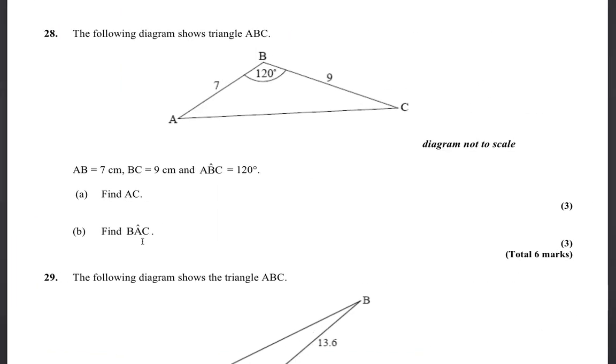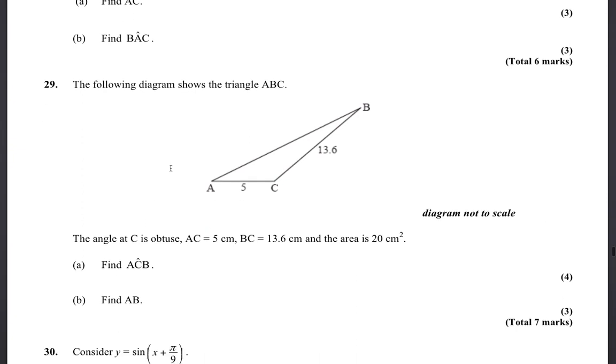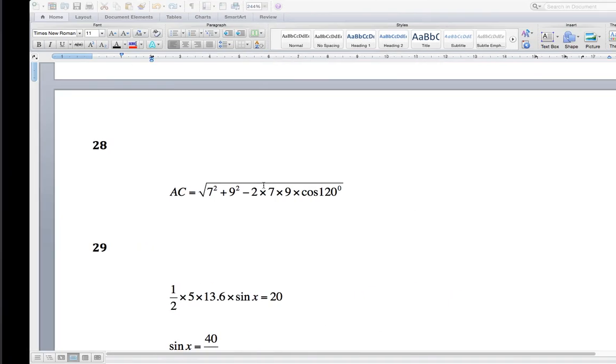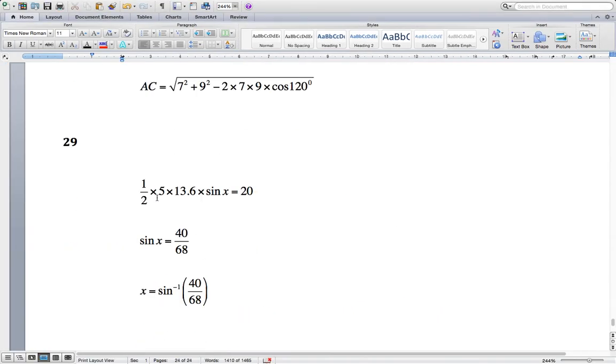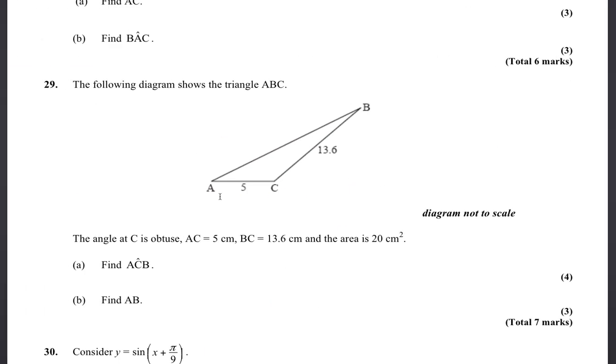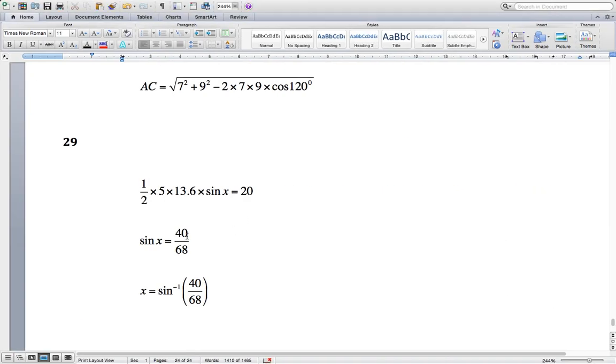Okay, let us look at the next problem. The following diagram shows the triangle ABC. The angle at C is obtuse. AC is 5 centimeters, BC is 13.6, and the area is 20 square centimeters. Find ACB. So we know that the area of a triangle is half into the product of two sides multiplied by the sine of the angle between them. So I'm going to take this obtuse angle ACB as x. So you get sine x equal to 40 by 68 and x equal to sine inverse of 40 by 68.